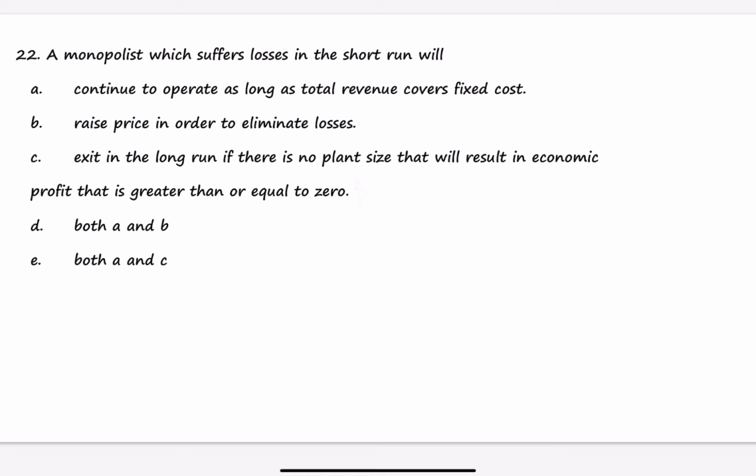A monopolist who suffers loss in the short run will exit in the long run if there are no plant sizes that will result in economic profit that is greater than or equal to 0. That's just kind of a definition.